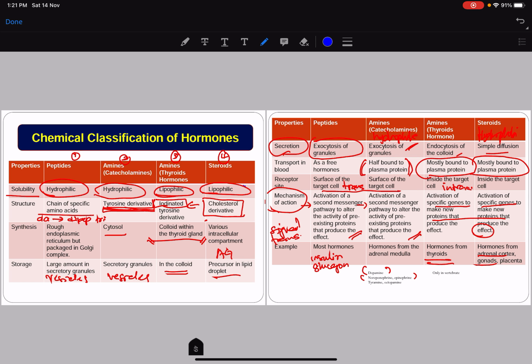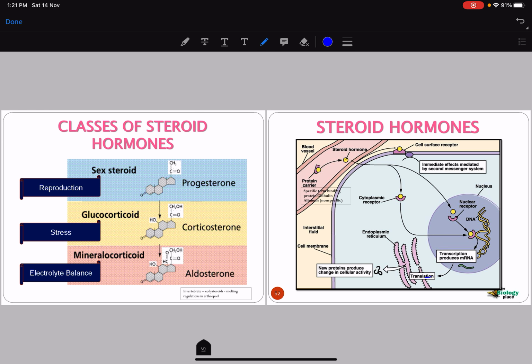Okay, next we will look at how hormones are synthesized. On the next slide we focus on the synthesis of steroid hormones and also the synthesis of peptide hormones, these two big classes of hormones. So first are the classes of steroid hormones. There are three classes: sex steroid hormone, glucocorticoid, and mineralocorticoid.